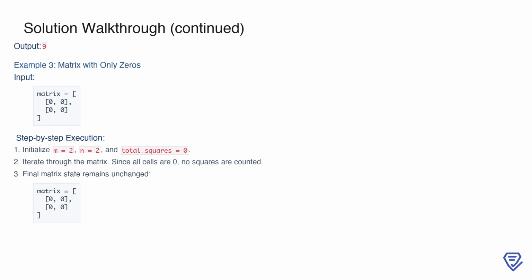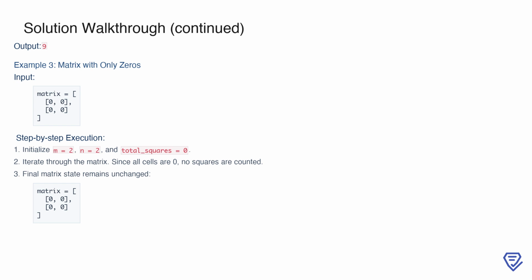After updating the matrix to reflect the sizes of the largest squares, the final state becomes 0, 1, 1, 1, 1, 2, 0, 1, 2. The bottom right corner shows a 2 by 2 square, and the total number of square submatrices filled with ones is 9. Now, let's analyze a simpler case, a 2 by 2 matrix where all values are zeros.